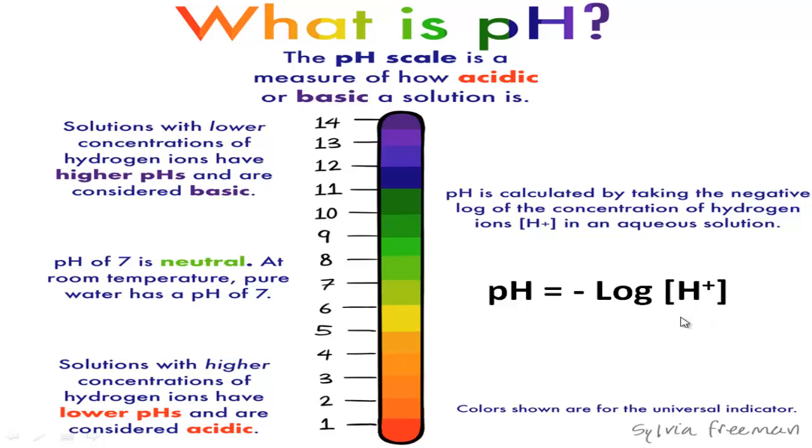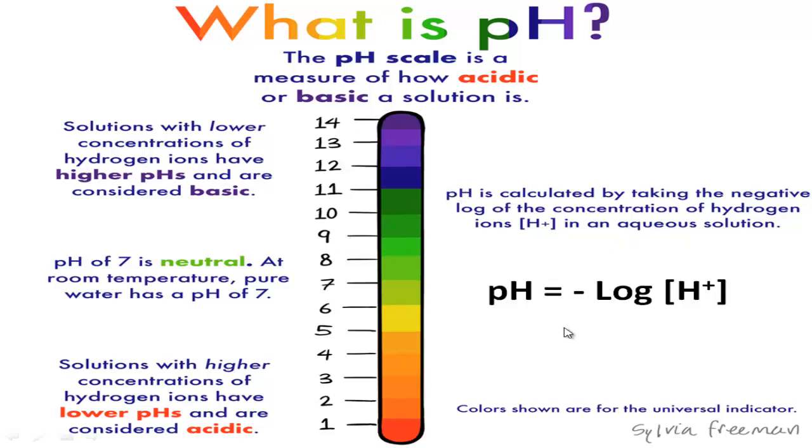Now if we know the hydrogen ion concentration of a solution, then through this formula we can easily calculate the pH of that solution. And this pH determines whether a solution is acidic in nature, basic in nature, or neutral. Now we will know about that.